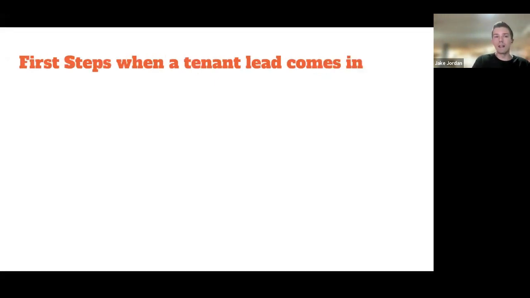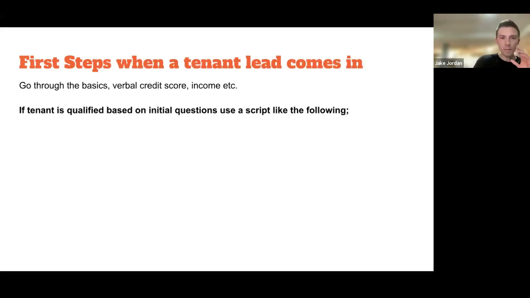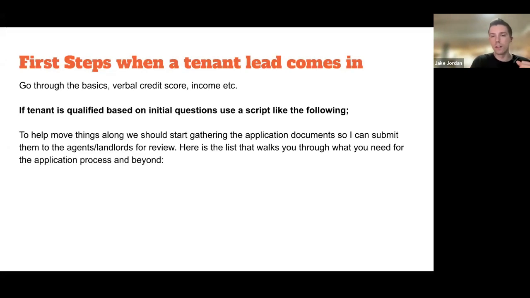So when a tenant lead comes in, obviously we start to ask verbal questions. We get a ballpark idea of who this person is and if we can help them. Because as we know, sometimes if they don't show the best on paper, they might be better off applying directly if they're only looking for a rental. So if the tenant's qualified, I threw in the script that we have as a team. This is the script that we send via email.